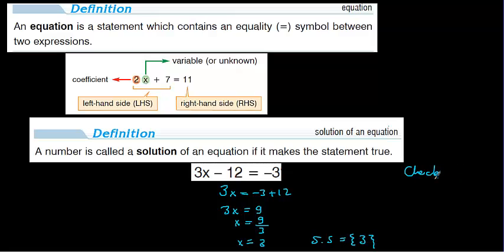When I check, we are going to see that 3 times 3 minus 12 is going to give us 9 minus 12. What is it going to be? 9 minus 12 is equal to minus 3. So on this side it is minus 3 and on the other side it is minus 3. So the left hand side is equal to the right hand side. It means that 3 makes the statement true. That's why 3 is the solution of the equation. Now we are going to continue with some basic equations here.